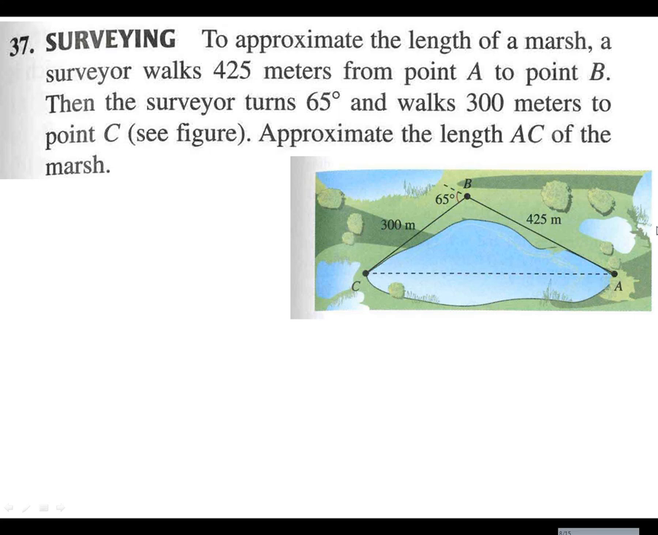37. To approximate the length of a marsh, a surveyor walks 425 feet. It's all drawn in the diagram here. Turns 65 degrees and walks 300 meters to point C. Find the length of AC. This is law of cosines. 115 degrees inside. Our distance AC squared is going to be 425 squared plus 300 squared minus 2 times 425 times 300 times the cosine of 115. Plug that all in and you get a final answer on 37 of 615.1.